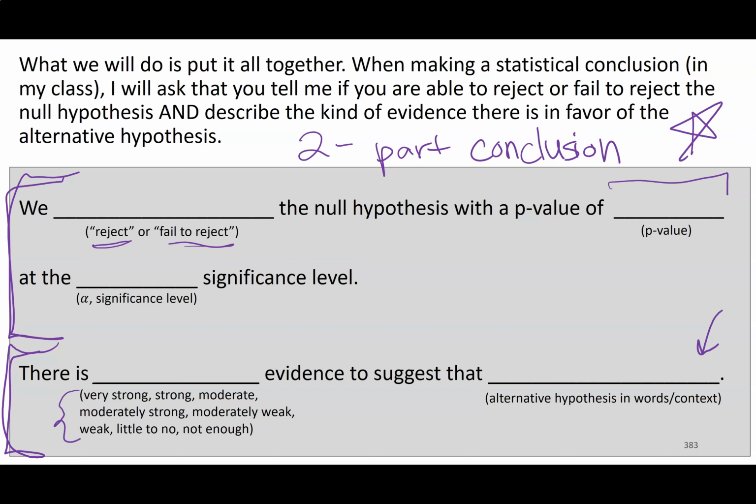Using that spectrum from a couple of slides ago, very strong evidence, little to no evidence, to conclude that the alternative hypothesis, in words, is true. So the mean train trip time for all trips between Florence and Rome is longer than 94 minutes. That kind of idea. So definitely strongly recommend practice writing out the alternative hypothesis in words, because it goes out here.